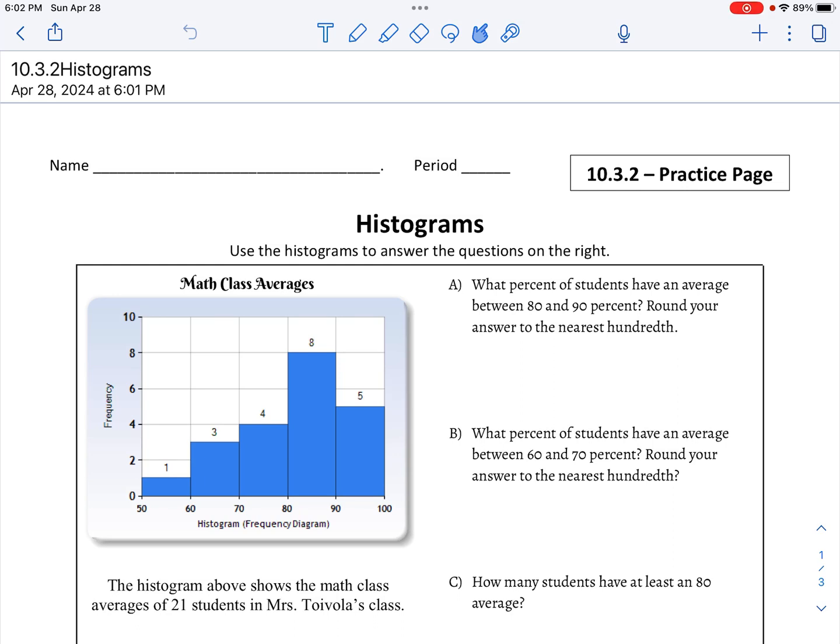Hey, 6th grade, here is your practice page help for 10.3.2, all about histograms.